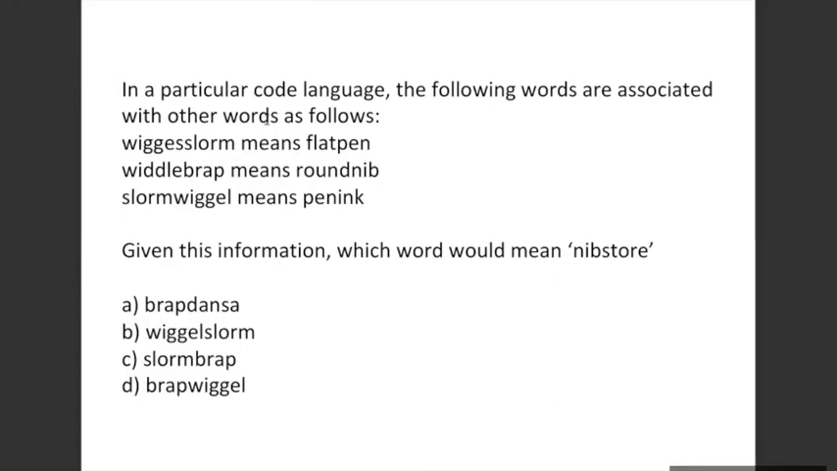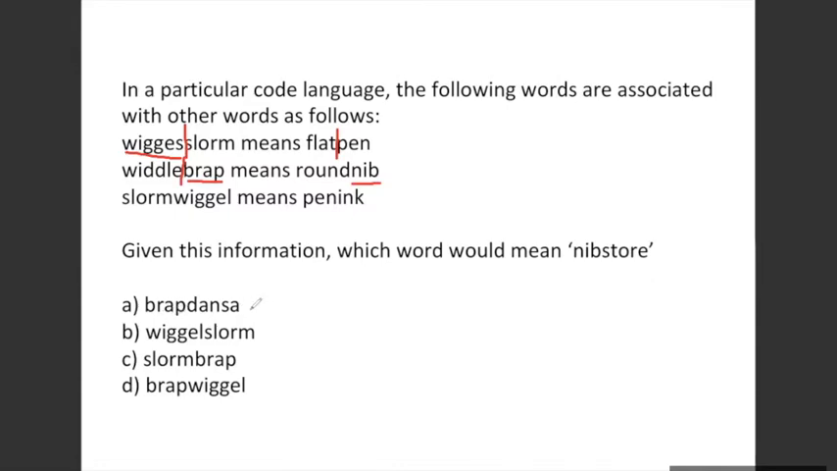So the logic is very simple, straightforward. We'll divide this into two parts: wiggles and slom, and flat and pen. So flat means wiggles and slom means pen. That way, in whittle brap, we have round nib. So whittle means round and brap means nib. So we have to find nib store. So nib means brap. So anything which starts with brap is the correct one.